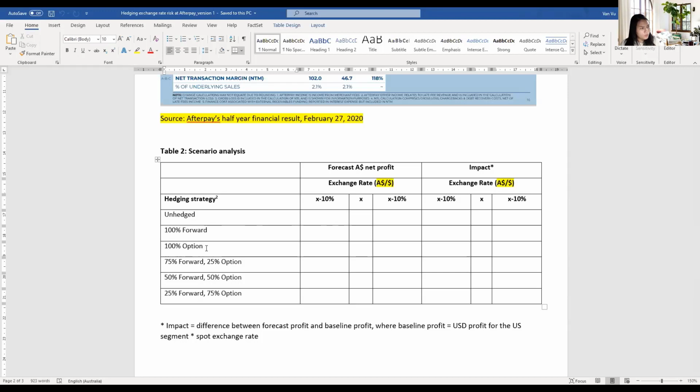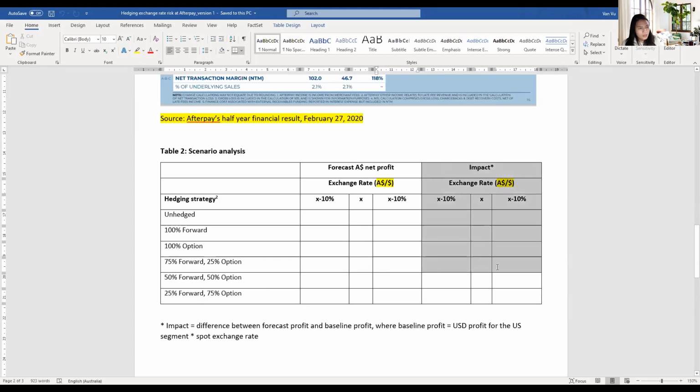For example, if we look at this row here, let's say my exposure is 100 million USD. In this particular hedging strategy, I'm going to hedge 75 million USD using forward, and I'm going to hedge 25 million USD using options. So you're going to have to compute the hedged Australian net profit for each of these scenarios when the exchange rate changes, using different hedging strategies.